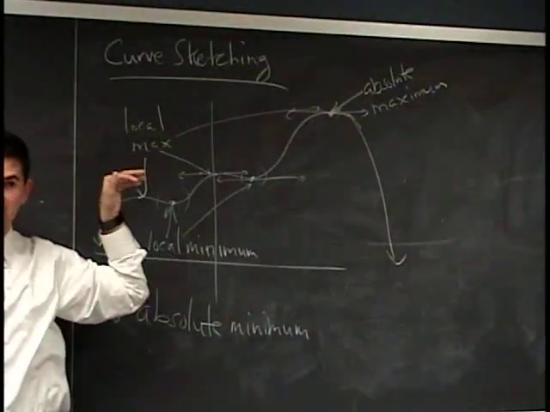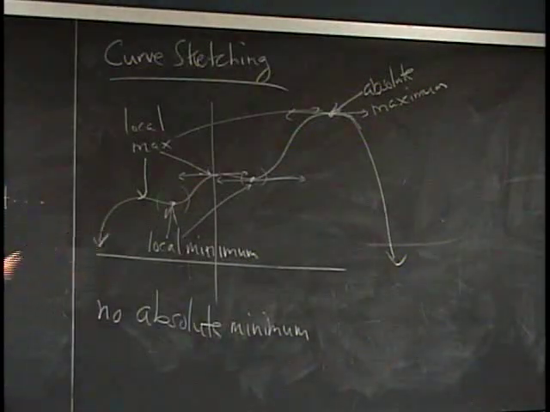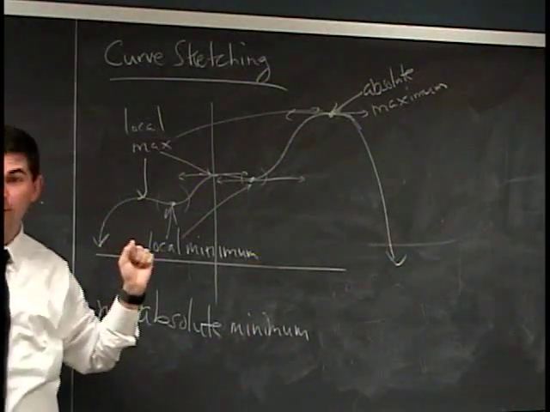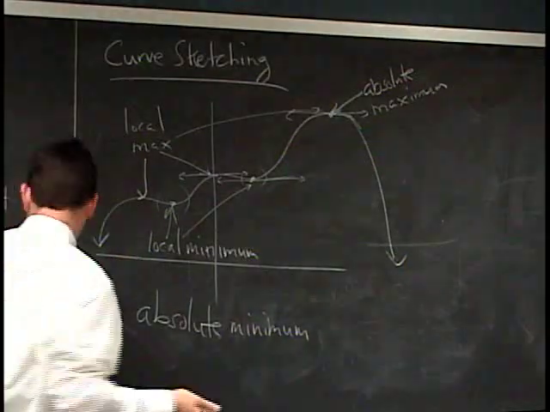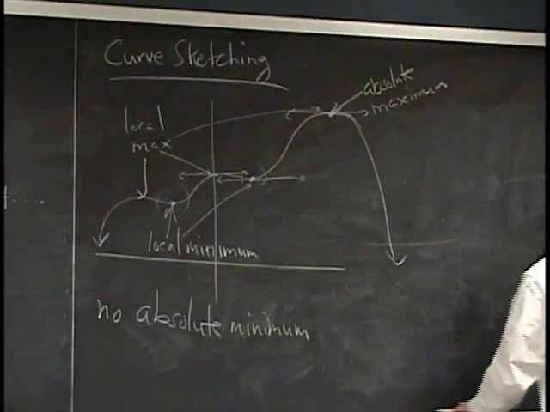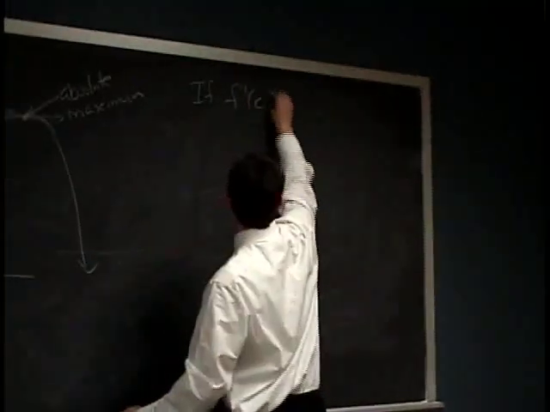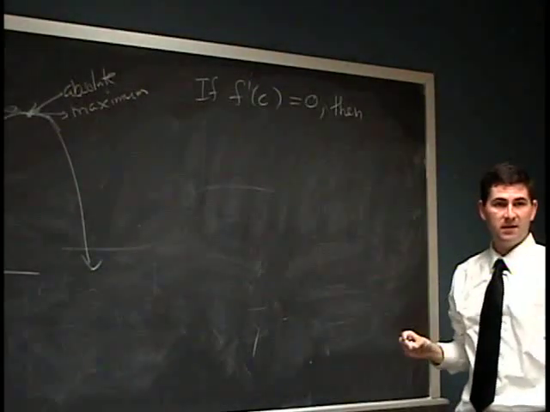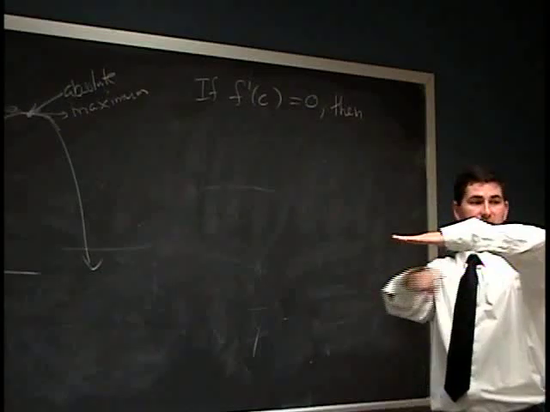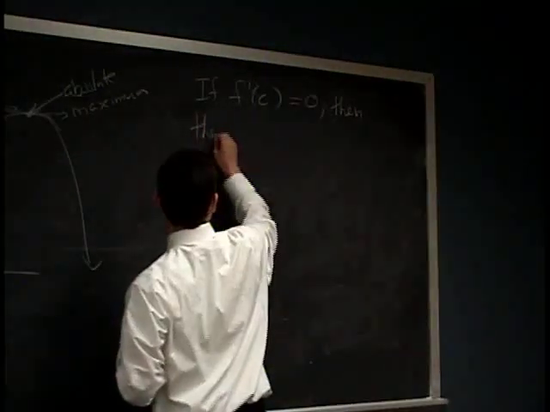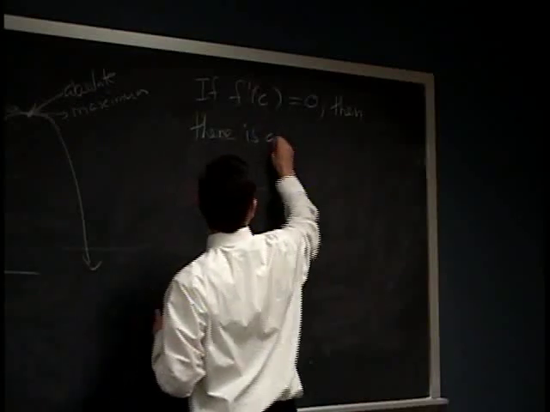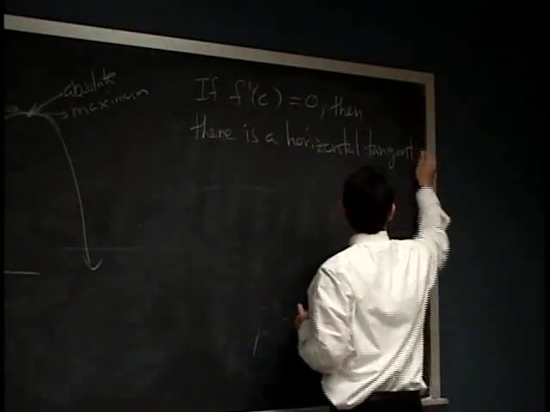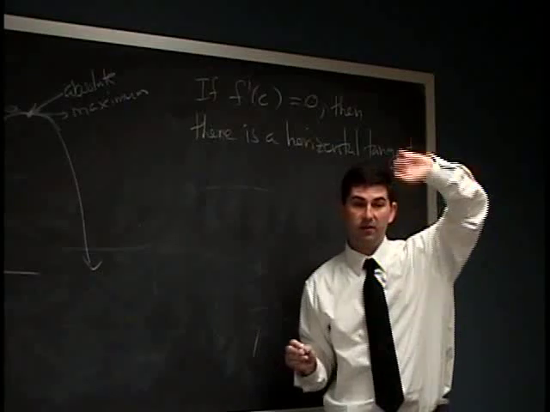These are all flat. So, what would you say would be a good way to find local mins and local maxes? The derivative equals zero. Yeah, look for where the derivative equals zero. So if f prime at some point is zero, what can we say? You have a horizontal tangent. Then there is a horizontal tangent. Now, does this mean that we have a local min or a local max?